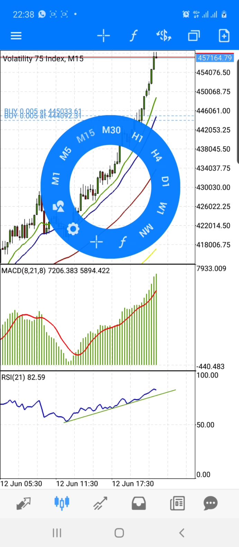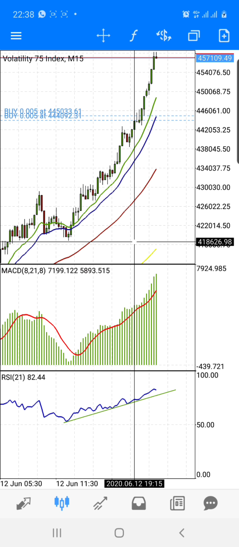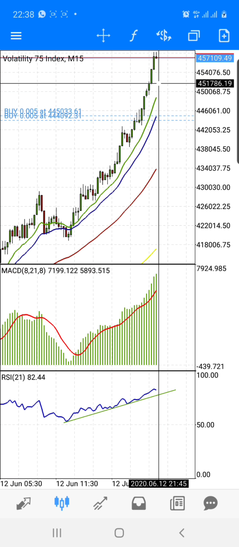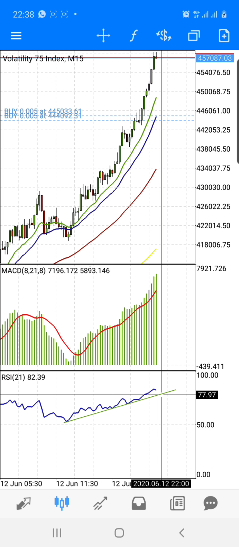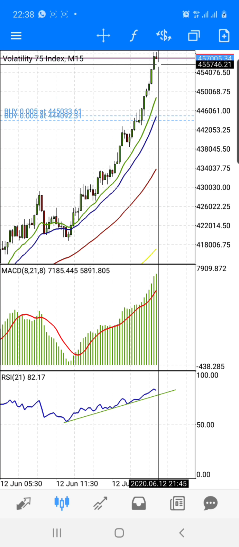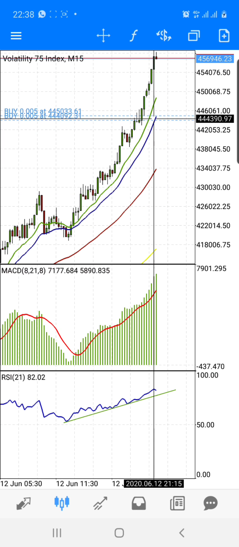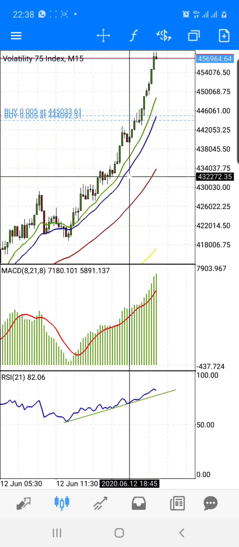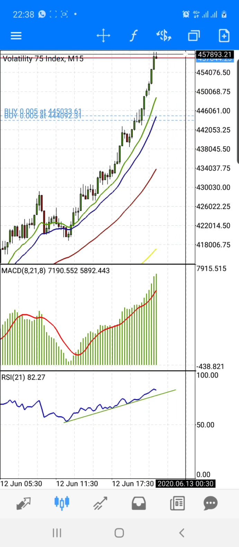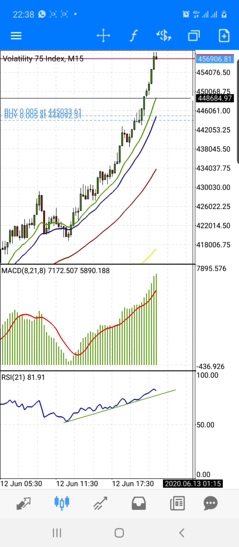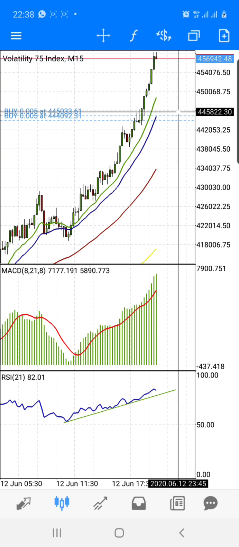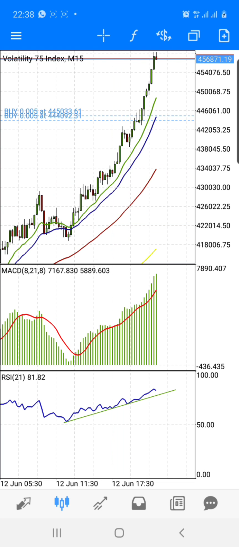I'll be on this market till this green goes down. Immediately it crosses here, I'll take my profit. I'll wait for another sell signal. If this green, this three EMA, is above the candlestick, it's telling me to sell. If it's below the candlestick, it's telling me to buy. So this is how we trade it.